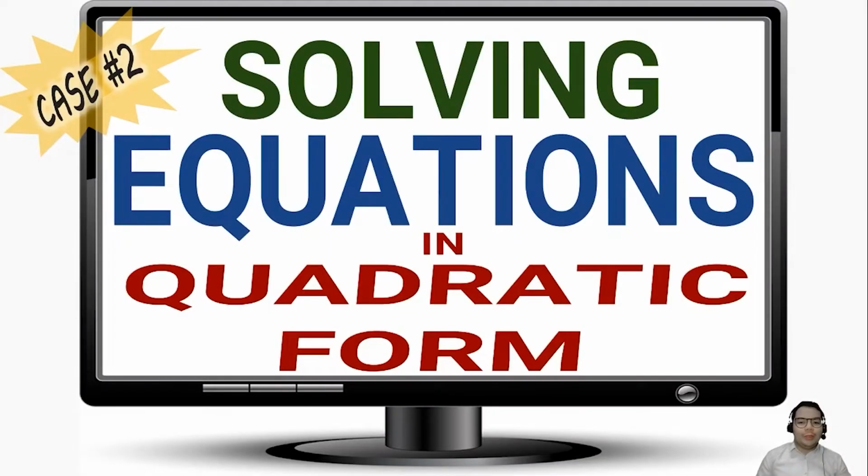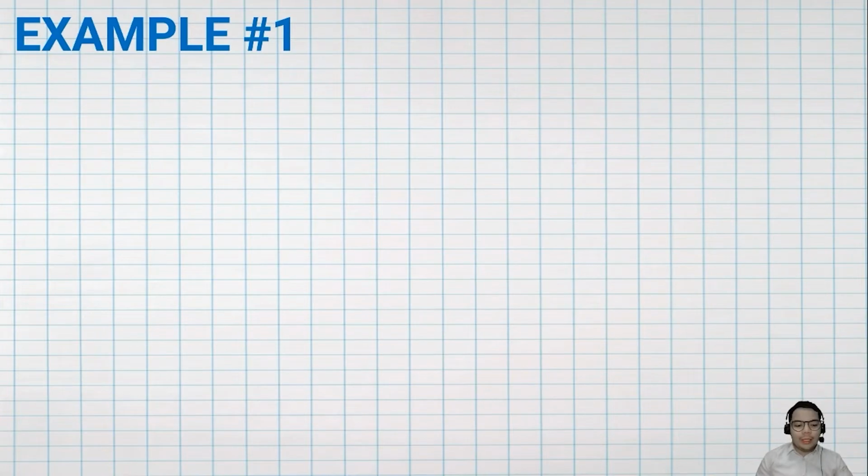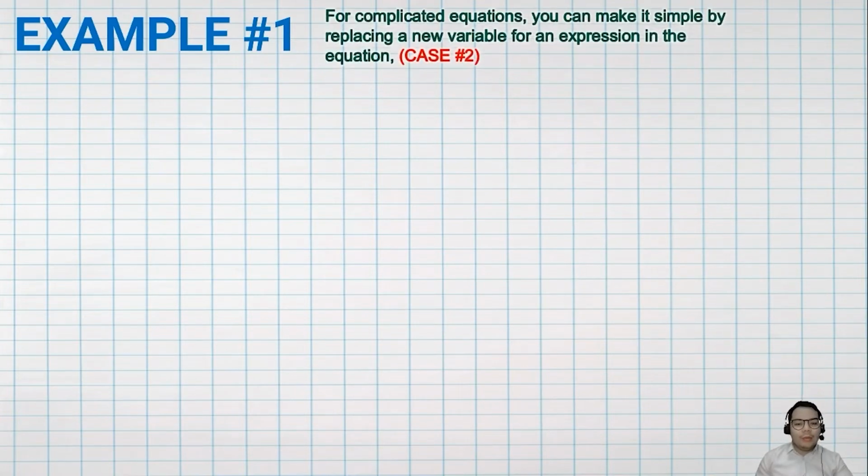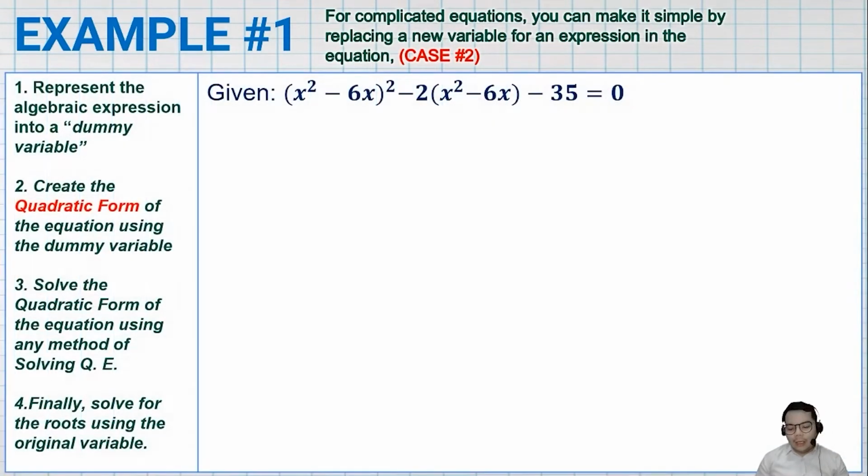When you reach this part, that means you're done with case 1. So for now, we'll be having case 2, wherein we will discuss another type of equation that can be transformed into a quadratic form. So start na tayo agad sa example number 1. So ito yung case na magkakaroon tayo ng complicated algebraic expression inside a quadratic form.